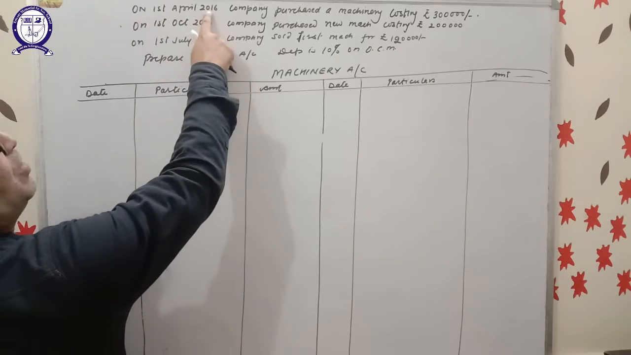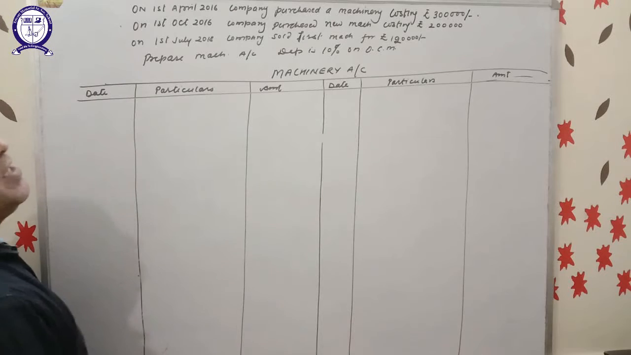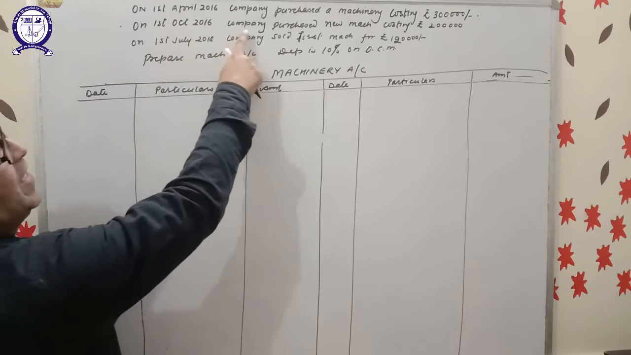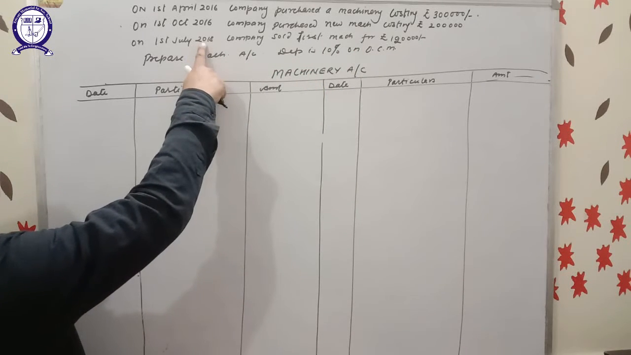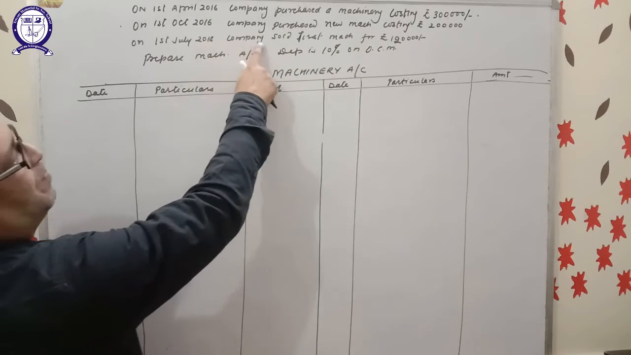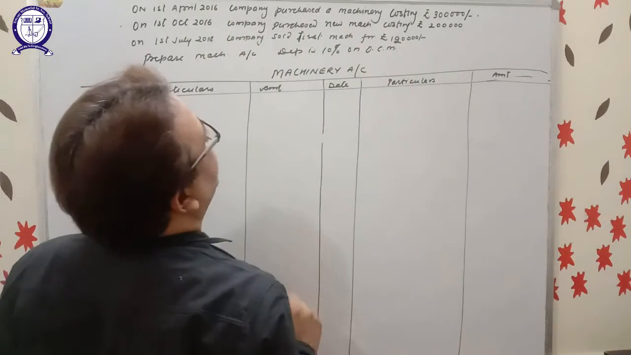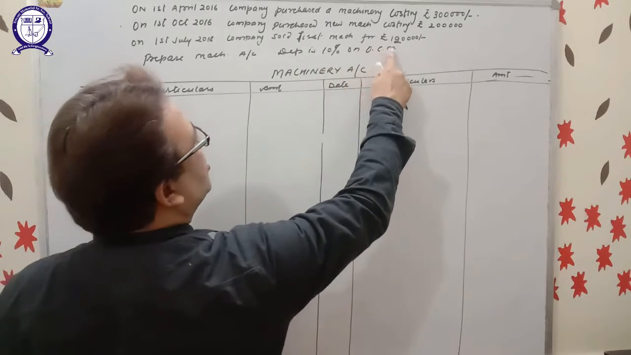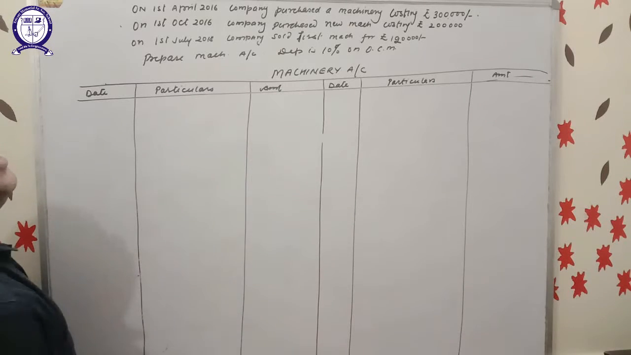Suppose on 1st April 2016, a company has purchased machinery costing rupees 3 lakh. In the same year, on 1st October, the company has purchased a new machinery. On 1st July 2018, in the third year, the company has sold its first machinery for rupees 1,20,000. Depreciation is charged at 10% on the original cost method. So how do we calculate and record depreciation in the machinery account?